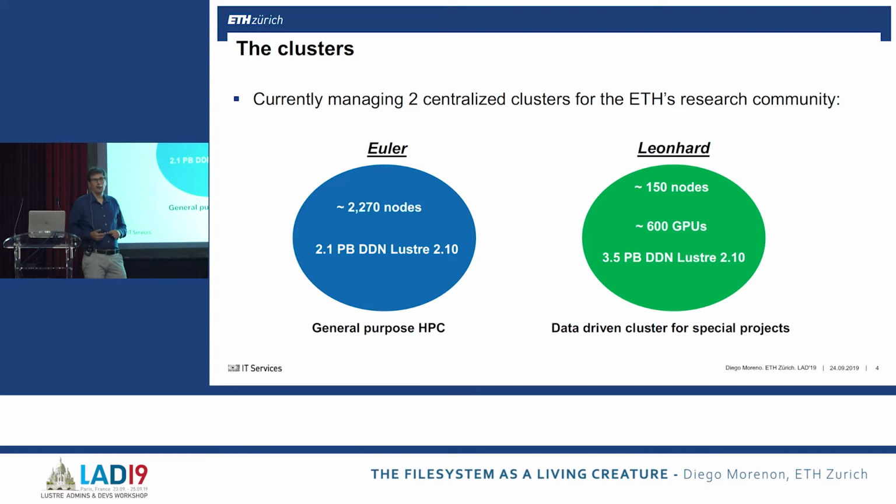In Zurich, we have Leonhard. Leonhard is our most special cluster because it doesn't have many, many nodes. However, it does have some GPUs, and it has the biggest Lustre file system we have. It is also dedicated to medical research, which means that we have a lot of constraints in terms of confidential medical data. I explained a lot about this cluster last year here, so I won't focus on it.